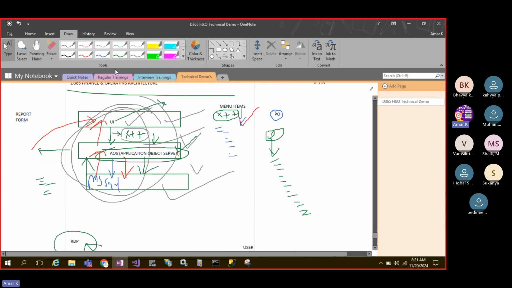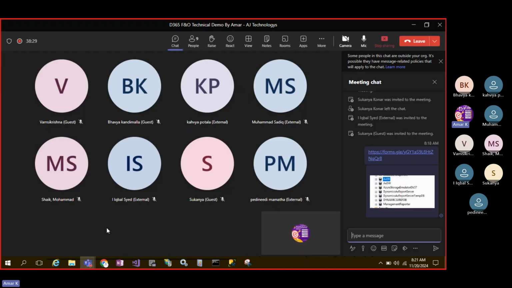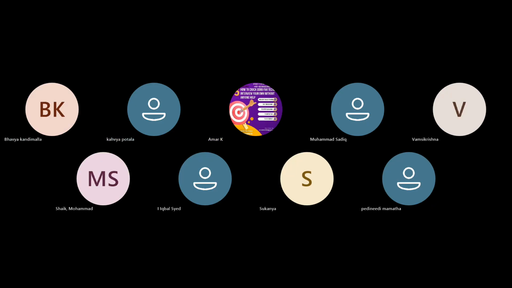We have seen the application object server and the MS SQL server. Now you understand how it is interlinked across these three types. The UI is linked with the AOS, AOS is linked with the SQL server, how they interact, and where we can find all the services and IIS services. Clear, guys, till now? Yes. Yes. Guys, do you have any questions?